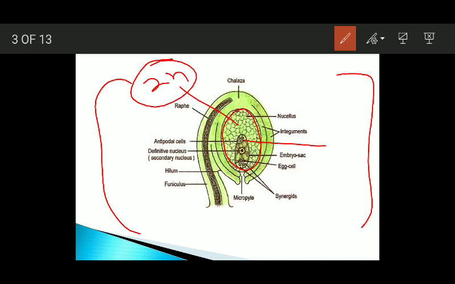The integuments cover the whole nucellus except at this region where a pore-like structure remains, and that structure is known as micropile. And between the cells of nucellus, in due course of time, female gametophyte formation takes place, and this female gametophyte formation or embryo sac formation is associated with the formation of egg cell. Okay, in the female gametophyte the egg cell is present.